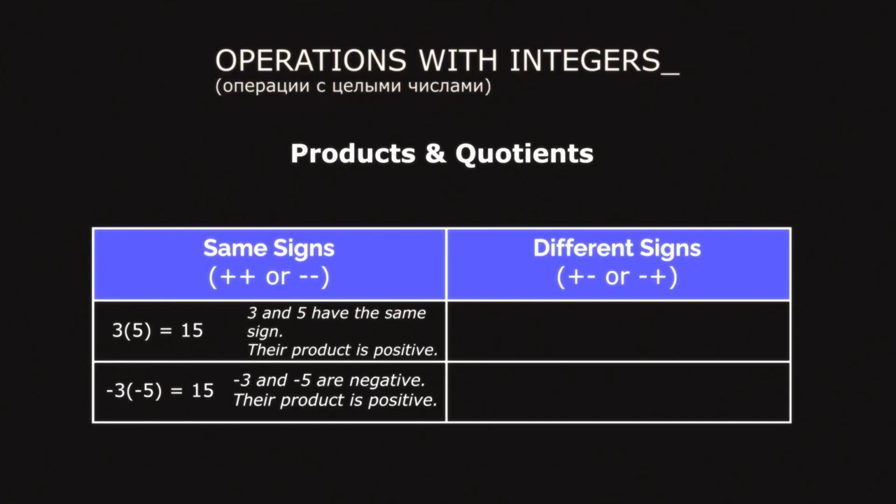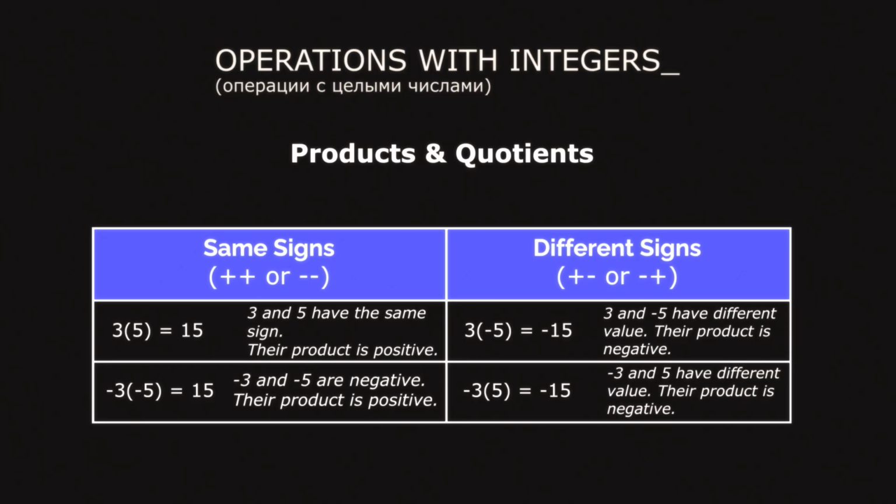Different signs. Числа с разными знаками. Умножение отрицательного и положительного числа. 3 multiplied by minus 5 equals minus 15. Their product is negative because 3 and 5 have different signs. Negative 3 multiplied by 5 equals negative 15. Their product is also negative because 3 and 5 have different signs. И там произведение будет отрицательным, потому что у чисел разные знаки.